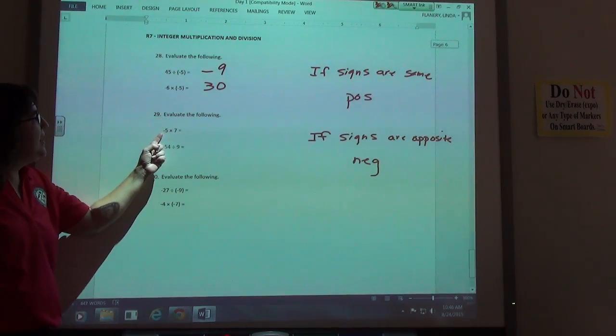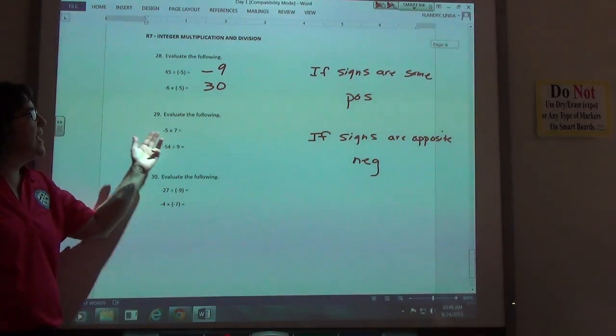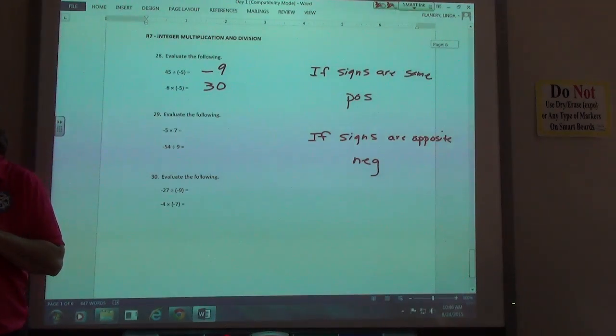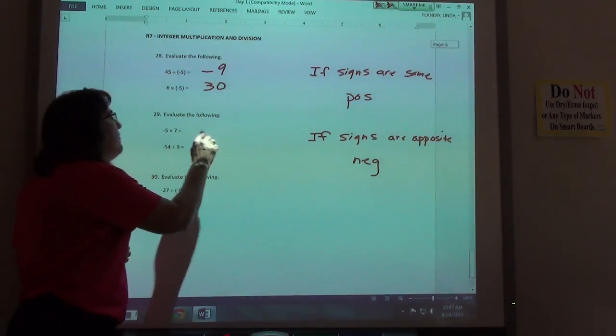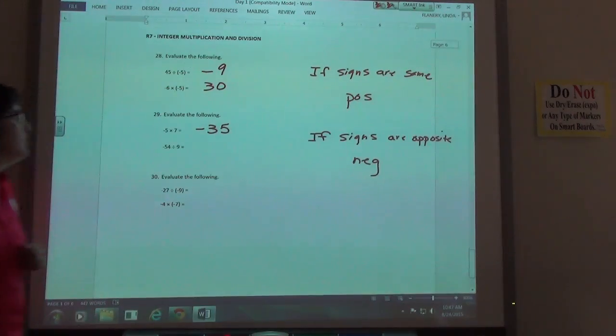Number 29, negative 5 times 7. Again, one is negative and one is positive, so I know my answer is going to be negative. And 5 times 7 is 35.